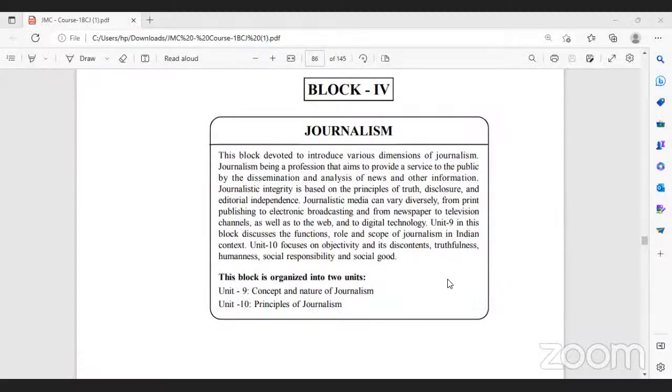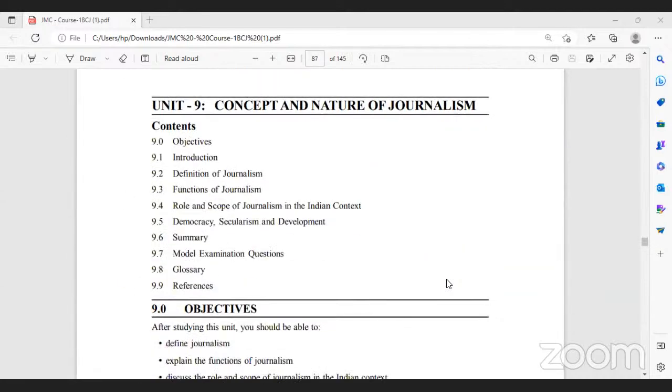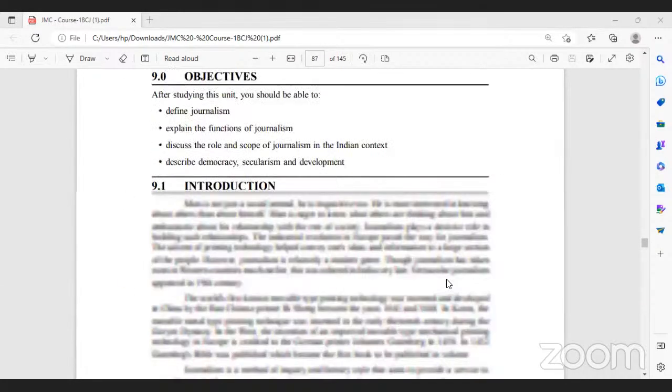Unit 10 focuses on objectivity and its contents, truthfulness, humanness, and social responsibility. So let us begin with Unit 9, that is, the concept and nature of journalism.